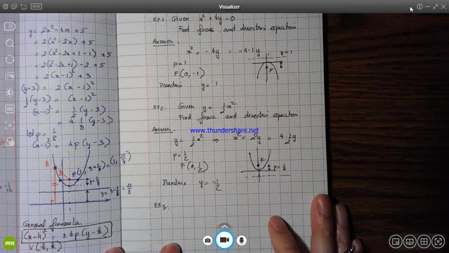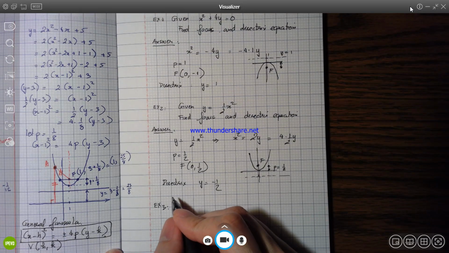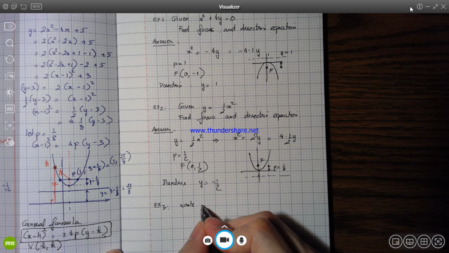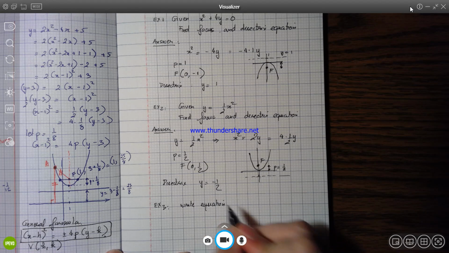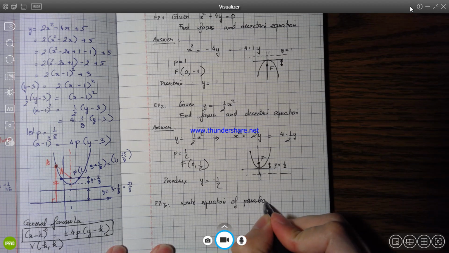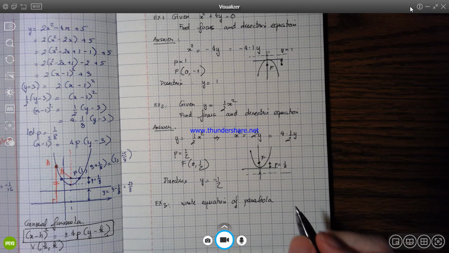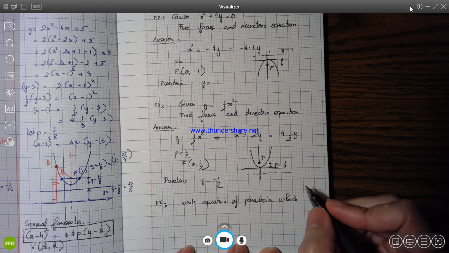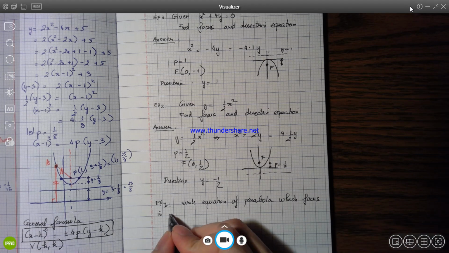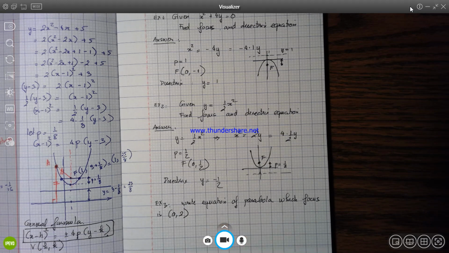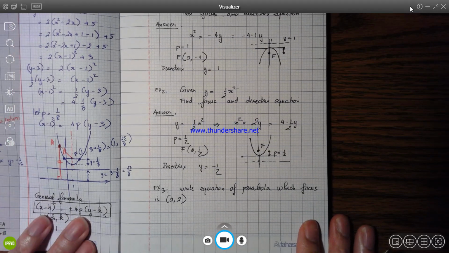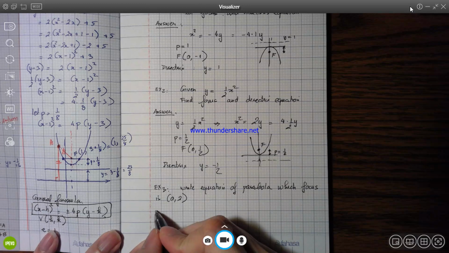Okay. Write the equation of parabola which focus is (0, 2). Okay, with focus (0, 2). Answer.